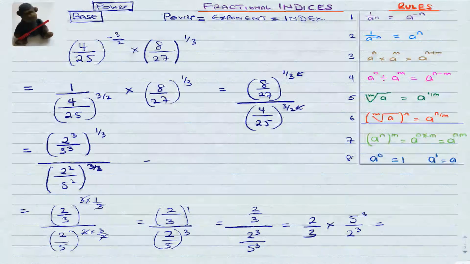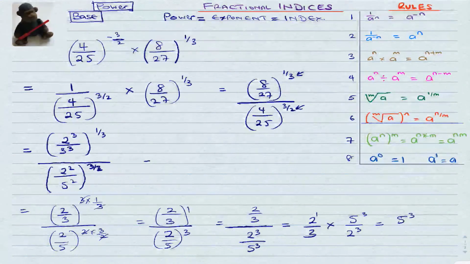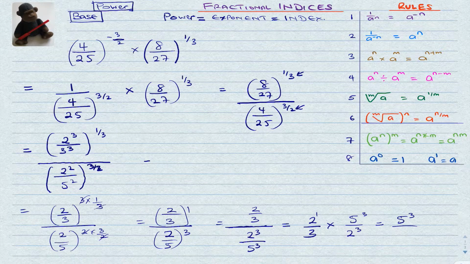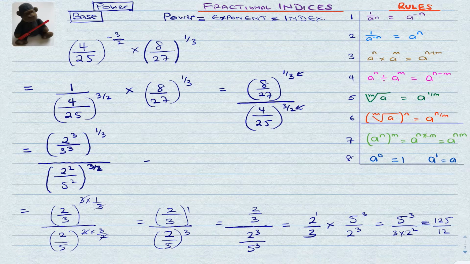now 5 to the power of 3 and 2 to the power of 3, that will become, well, the 2 here, this 2 to the power of 1, so I'll get 5 to the power of 3 over 3 times 2 to the power of 2, because the 2 on top will cancel the 2 at the denominator here. So I'm going to get 125 over, now 4 times 3, 12. So that will be the answer, 125 over 12.